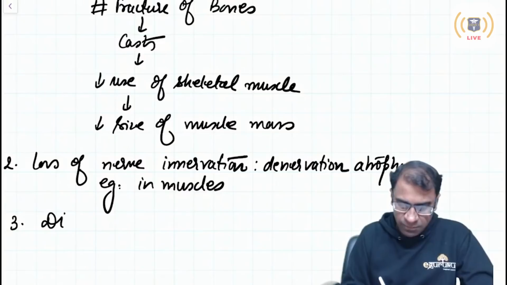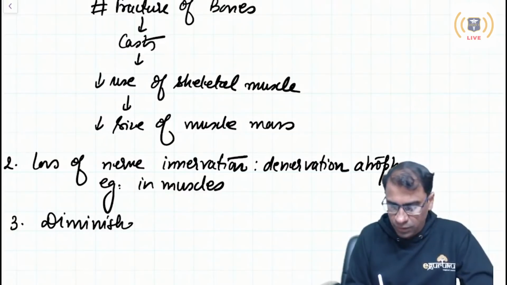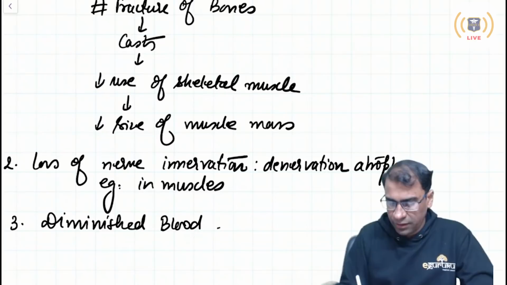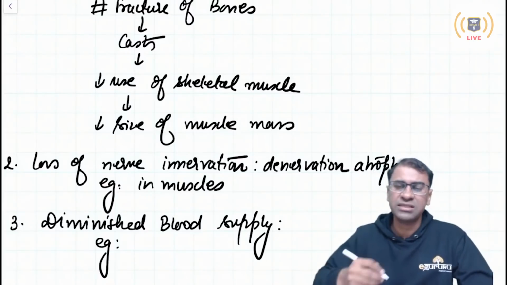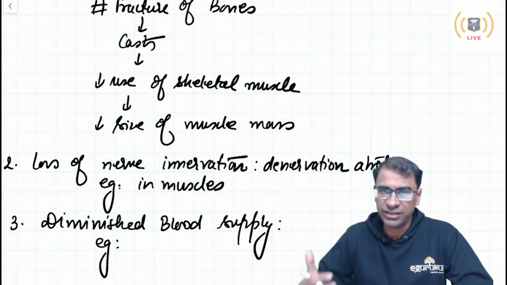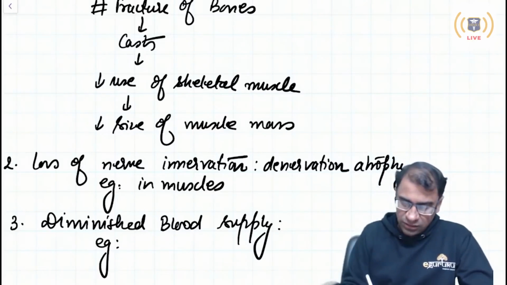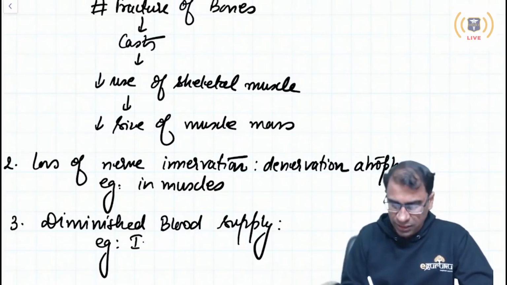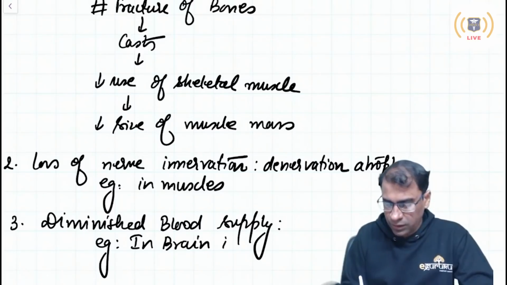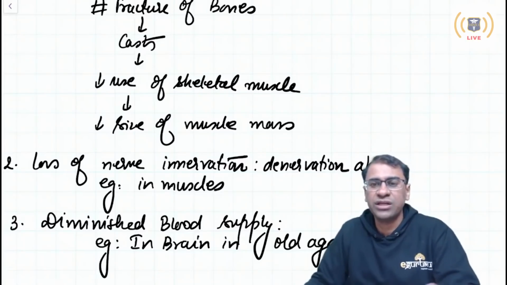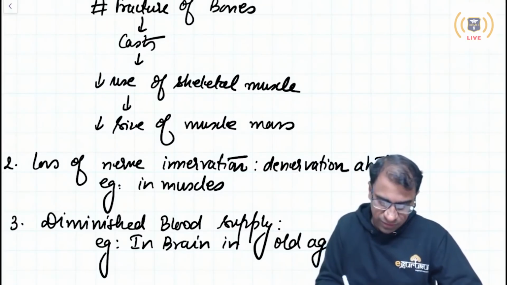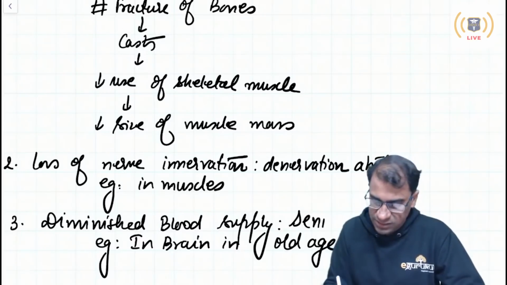The third one is diminished blood supply. This, for example, occurs due to ischemia, and this ischemia is seen as an old age change in the brain. Diminished blood supply often occurs in the brain in old age, and this type is called senile atrophy.